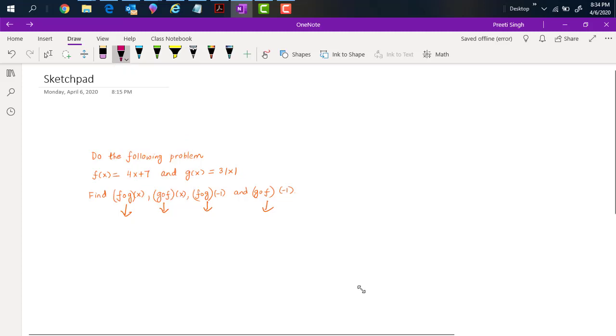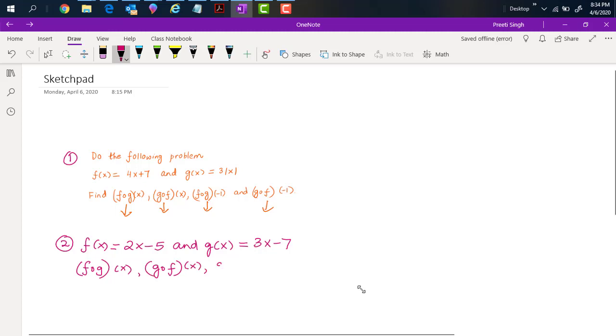The second problem I want you to do is this one. So this is my first one. The second one is, let f of x equal 2x minus 5 and g of x equal 3 times x minus 7. So you find FOG of x, the same thing, and GOF of x. Also, you find FOG of, let's say, any input, 3, and GOF of 3. Or let's say both are 3.